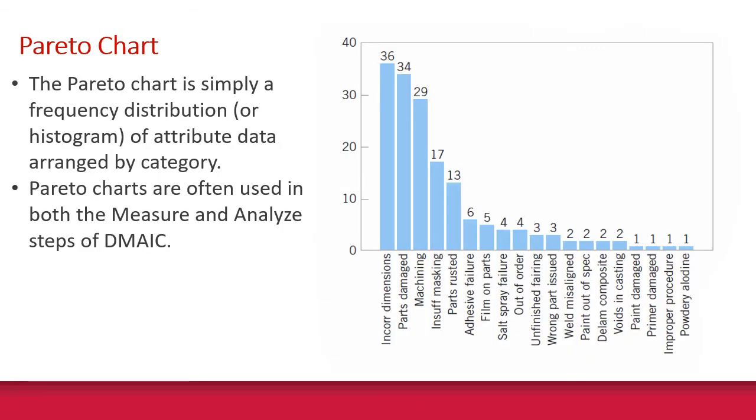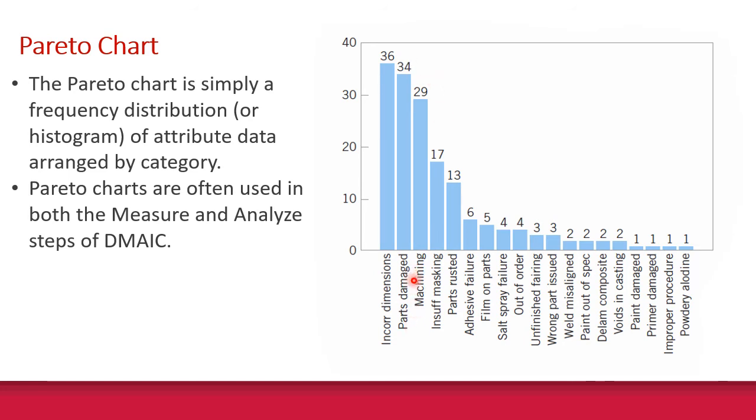Another one that's used a lot is what's known as the Pareto chart. It's simply a frequency distribution or histogram of the attribute data arranged by category. So in this case, it's similar to the other chart, but here you plot a histogram of it. So you had 36 instances of incorrect dimensions, and 34 cases of parts damage.